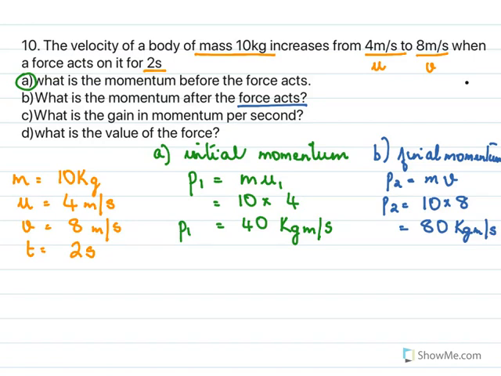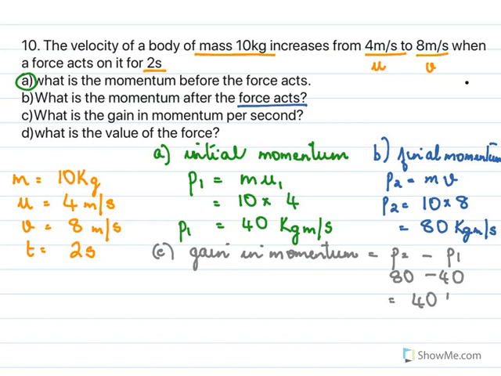What is the gain in momentum? The third is gain in momentum, which is the difference in momentum, and that will be P2 minus P1. So 80 minus 40, 40 kg meter per second. This is the gain in momentum. They are asking gain of momentum per second. So this gain in momentum is for 2 seconds because the time was 2 seconds.